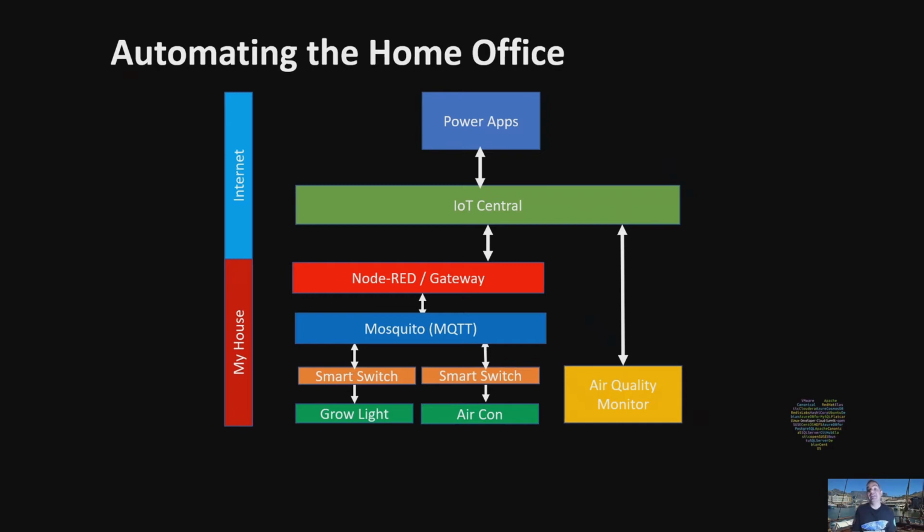We're also going to look at connecting an air quality monitor to IoT Central. We're going to have a look at IoT Central, but the end goal is we're going to interact from Power Apps all the way through to my grow lights and aircon within my house.